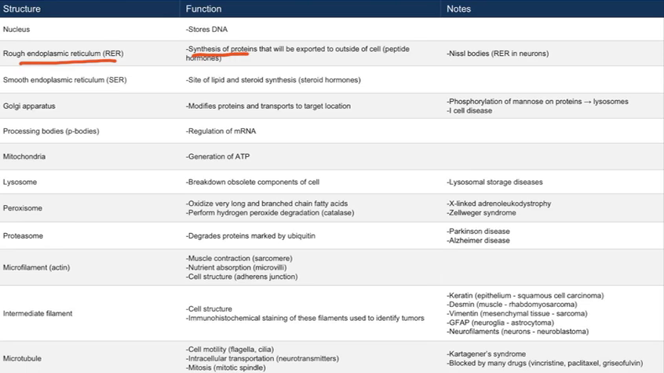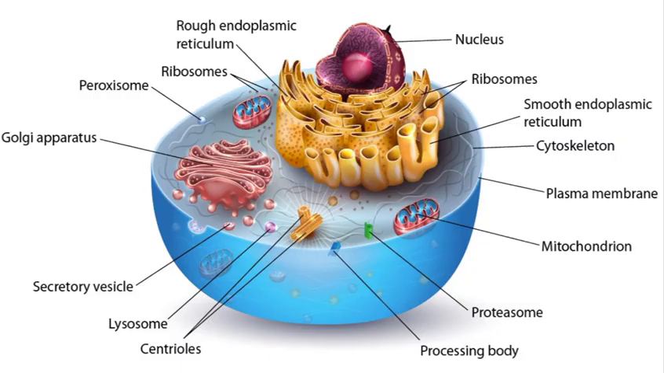More specifically, it is the site of synthesis of proteins that will be exported to the outside of the cell. An example of this would be a peptide hormone, like insulin. On the other hand, proteins that will be used inside the cell are generally synthesized in the cytosol, not in the rough ER. You should also know that the rough ER in neurons is referred to as Nissl bodies. You can see the rough endoplasmic reticulum right here. Notice the membrane-bound ribosomes right here.